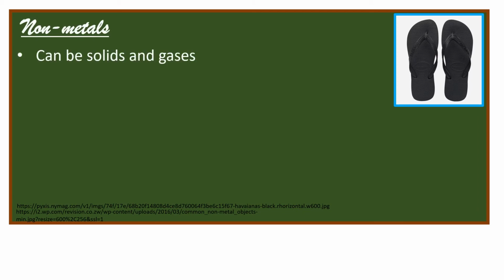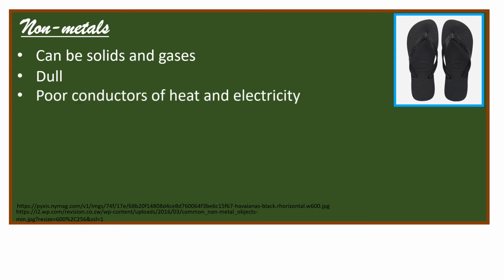Nonmetals can be solid and gaseous materials. Now, there is one example of a nonmetal that is in liquid state, and that is the element bromine. Nonmetals are dull or not shiny. They are poor conductors of heat and electricity, or they are not attracted to heat and electricity.